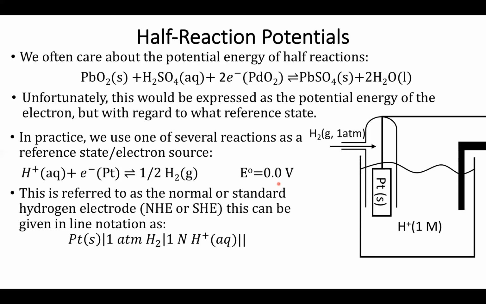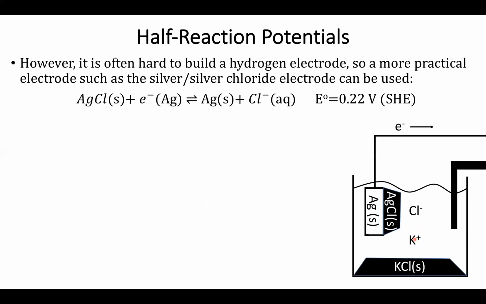However, as you can imagine, in practice, this is a little bit of an inconvenient cell to set up, because I need to start pumping 1 atmospheric hydrogen over an electrode system with 1 molar strong acid. I could do this, but this isn't what I'm going to want to do every time I need to have a standard potential. So we need something a little bit more practical for actual lab settings. And that's where the silver-silver chloride electrode comes in.